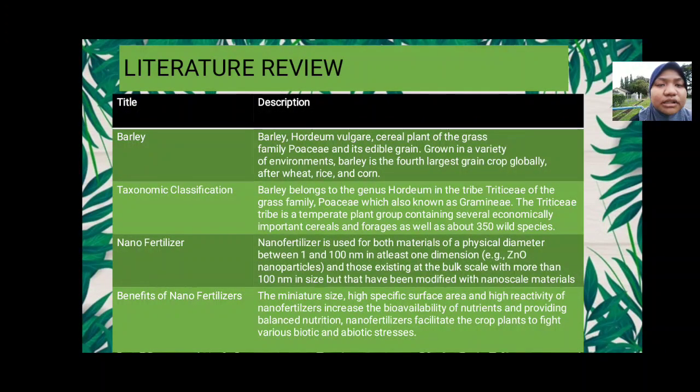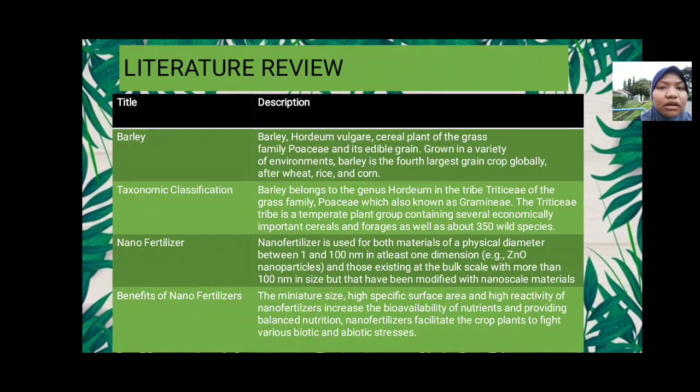For the literature review, barley is a cereal plant of the grass family, and it is an edible grain. It grows in a variety of environments, and barley is known as the fourth largest grain crop globally after wheat, rice, and corn. For the taxonomic classification, it belongs to the genus Hordeum and the grass family, which is Poaceae.